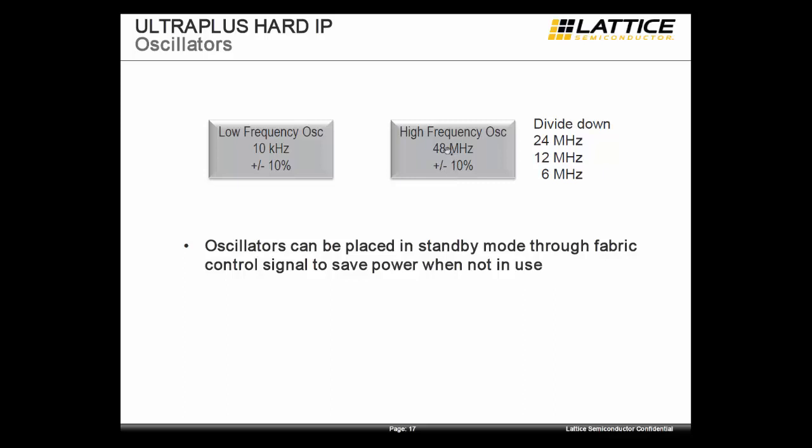For example, for the 48 megahertz, one silicon may come up at 48 minus 10%, the next silicon may come up at 48 plus 10%, and the third one may come up at exactly 48 megahertz, but they will be running precisely at that frequency. And those can be turned off if not used to save power. And each one of these high frequency oscillators can be programmed at divide down modes of 24 megahertz, 12 megahertz, and 6 megahertz as well.